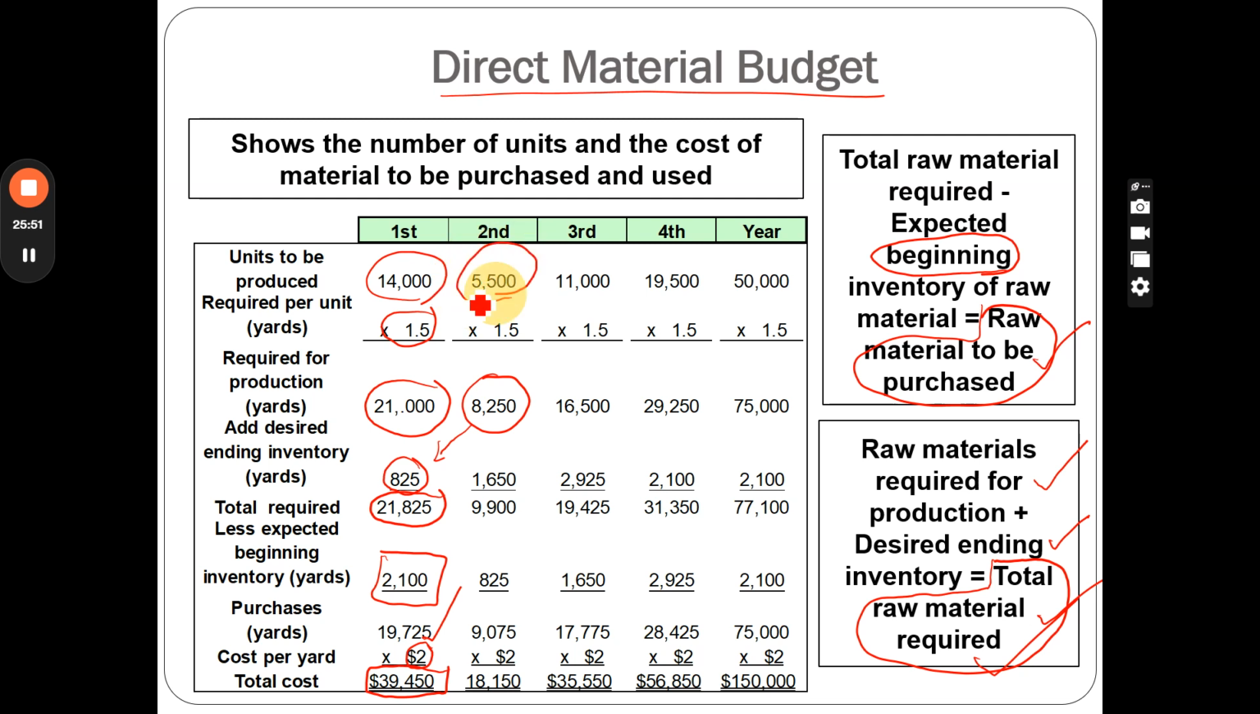Second year, as per the production, we need 5,500 units to be produced, and every unit needs 1.5 yards of material. So what you need is 8,250. So already we have 825, so that we will minus later. And also you need ending inventory of the coming quarter, like 10% of the coming quarter in the ending inventory. So what I need total is 9,900, and I have now 825. So 9,075 I need to purchase. Multiplied by 2, my purchasing cost is going to be 18,150. So this is how you will prepare a direct material budget.